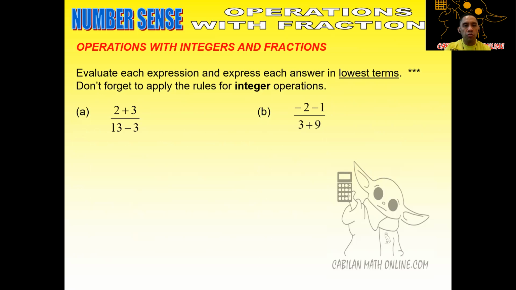So let's start off with the first one here. We have 2 plus 3 on the top and then 13 minus 3 on the bottom. So all we're going to do here is take 2 plus 3, which gives me 5, and 13 minus 3, which gives me 10. Now, 5 over 10 is the answer after we simplify the top and the bottom numbers here.